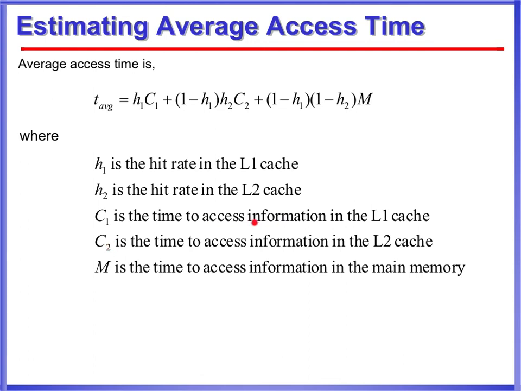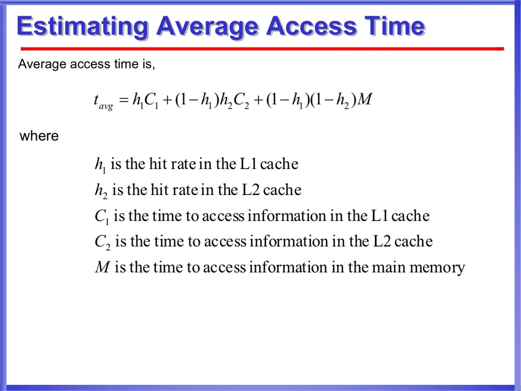C1 and C2 are the access times to get something from cache 1 and cache 2. M is the access time to get something from main memory. If it's not in cache 1 and not in cache 2, then you have to go to main memory. This is how long it takes to do that. So the average time is going to be a function of all of these, and it makes sense if there's 3 factors: it's in cache 1, it's in cache 2, or it's in neither and you have to go to main memory. Okay, so it's just probability.